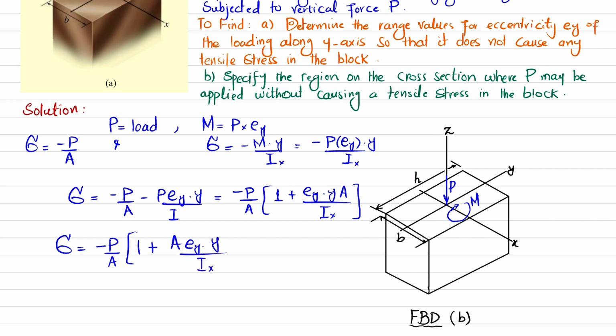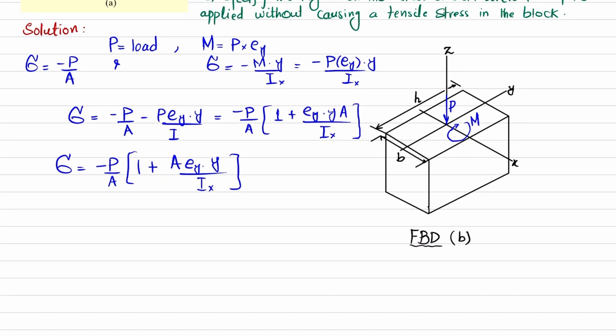Now, as we have seen, only due to this moment this portion will be in tension, and due to this load P, the whole section will be in compression. Clear? So what if I want to have y equal to negative h by 2? Minus h by 2 will be at this point. So if I take y equal to minus h by 2, I will put in the value of y.